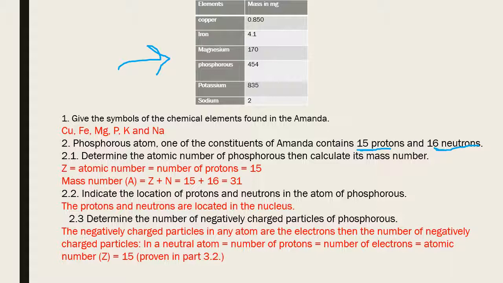Indicate the location of protons and neutrons in the atom of phosphorus. Remember, protons and neutrons are located in the nucleus. Determine the number of negatively charged particles of the phosphorus. What are the negatively charged particles? These are the electrons. So basically, remember, in a neutral atom, the number of protons equals the number of electrons. So the number of electrons in the phosphorus atom is 15.